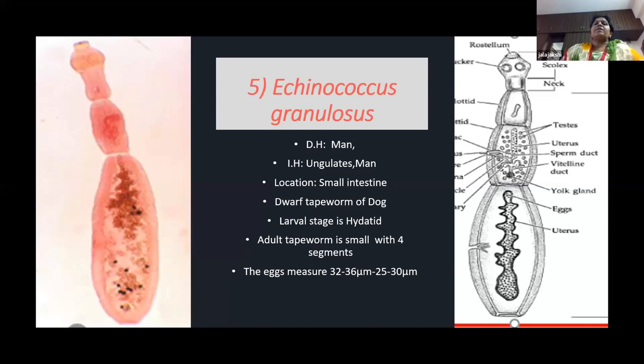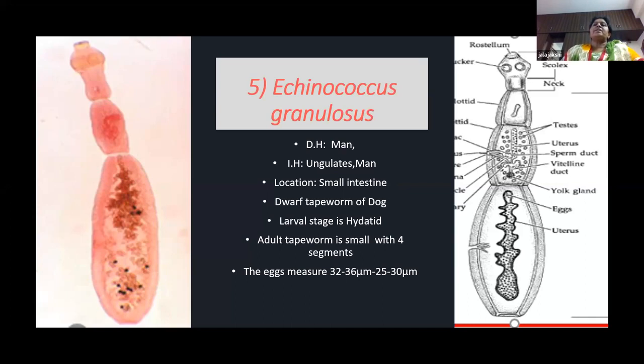Species of Echinococcus are very small cestodes, usually possessing 3 to 4 segments or proglottids, as shown in the figure. If you come to the morphology, this form possesses only 3 to 4 proglottids. The penultimate proglottid is the mature proglottid, and the terminal proglottid is called the gravid proglottid, and is usually about half the length of the whole tapeworm. The rostellum has 2 rows of hooks.